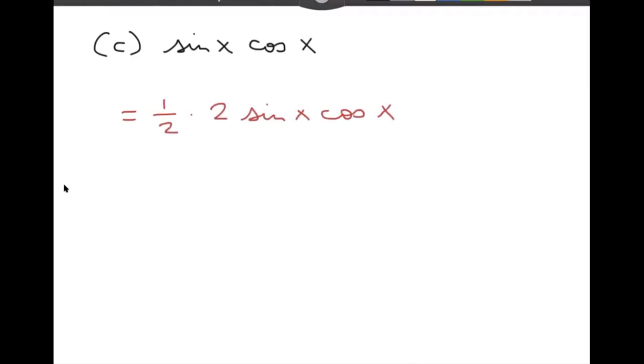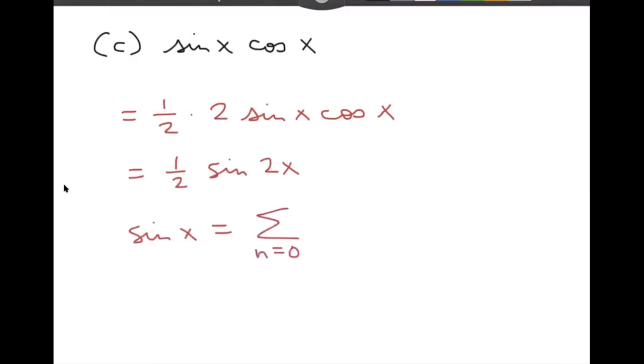Well, that's the double angle formula for sine, isn't it? 2 sine x cosine x is equal to the sine of 2x. So this is a much easier way to do it. We're going to take the series for sine x. So I guess this will be our third time using that series. And I'm just going to write the closed form this time.